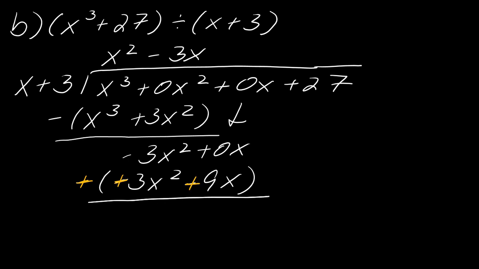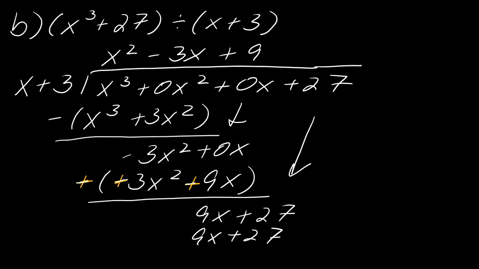And so now I get 9x, bring this 27 down, 9x plus 27. What do I need to multiply x by to get to 9x? That would be plus 9. So if I multiply that together, I get 9x plus 27, and I can see those are obviously going to just drop out entirely. So x squared minus 3x plus 9 will be the answer.